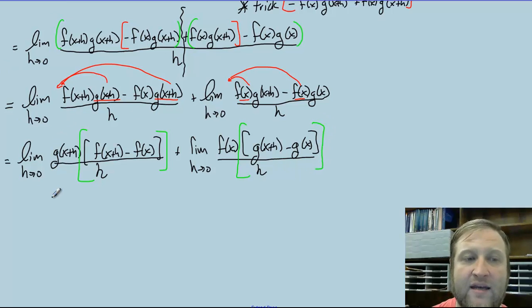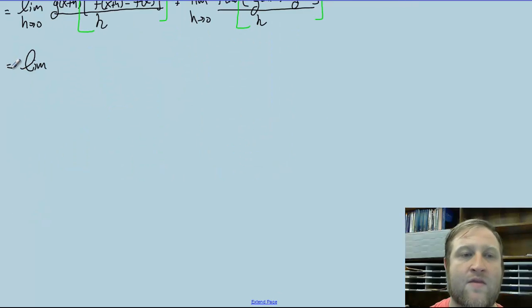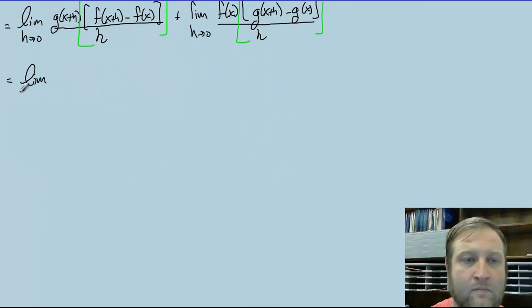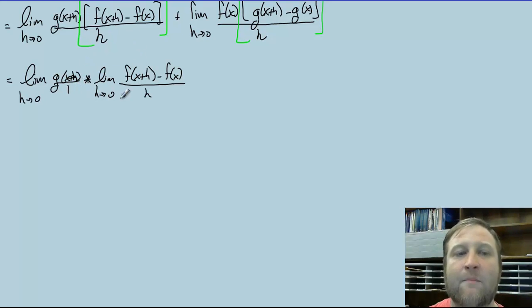I can go ahead and split this up and say this will be the limit. I'll move the screen up so we can all see it. The limit as h approaches 0 of g of x plus h, times the limit as h approaches 0 of f of x plus h minus f of x all over h. Notice I'm multiplying these two together. This is really g of x plus h all over 1. Multiply our numerator straight together, multiply our denominator straight together, and we have the same exact thing.